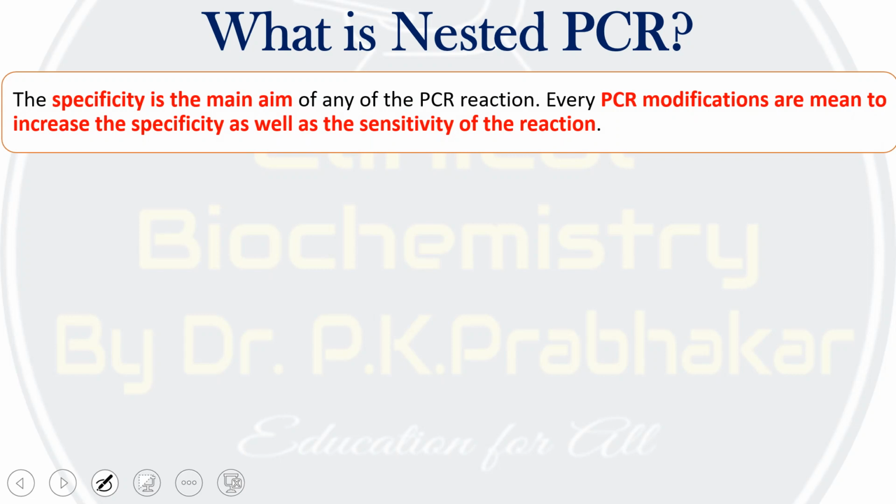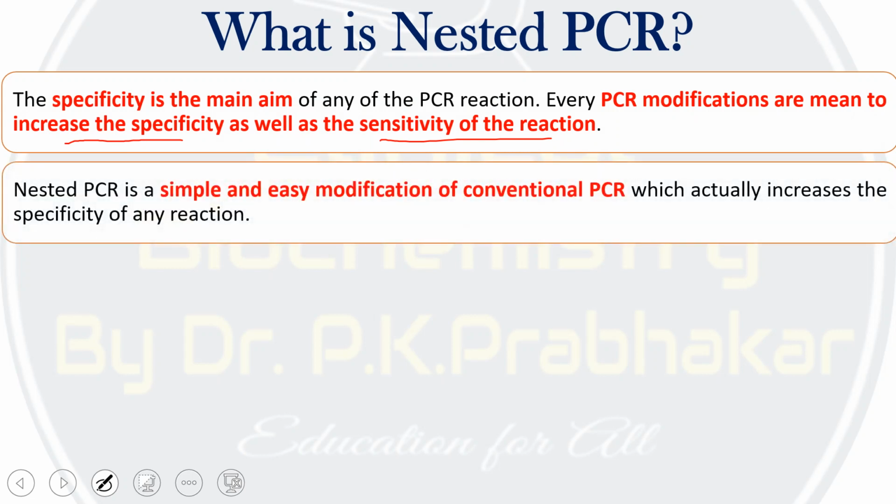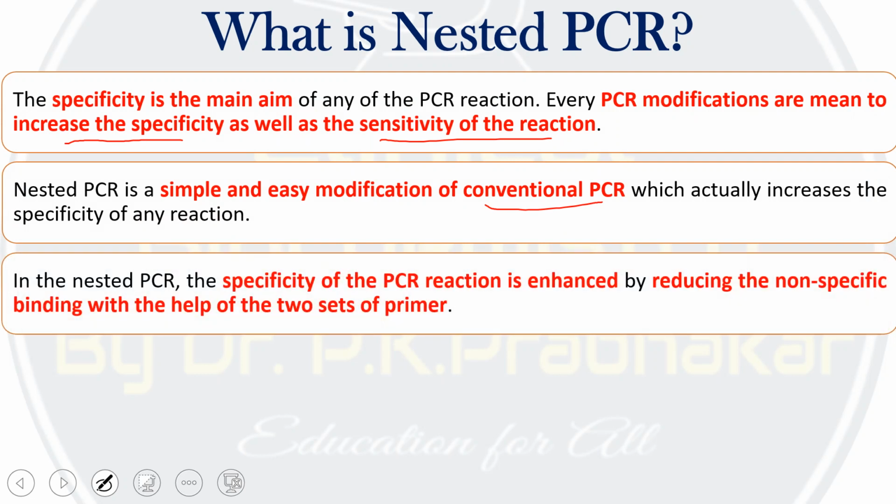Whenever we modify a conventional PCR reaction, we are going to increase its specificity as well as its sensitivity. Specificity means only the specific target DNA will be amplified, and sensitivity means it will be a very precise reaction. Nested PCR is a simple and easy modification of conventional PCR which increases the specificity of the reaction, meaning only the target DNA will be amplified.